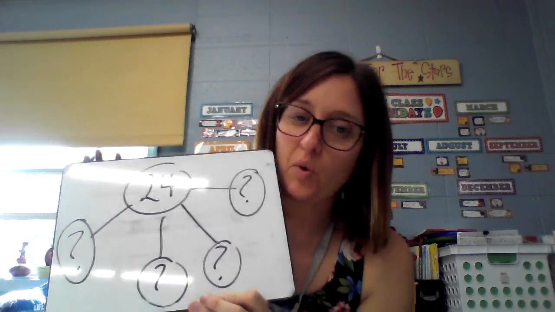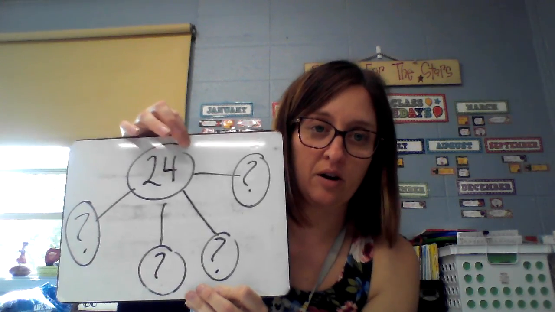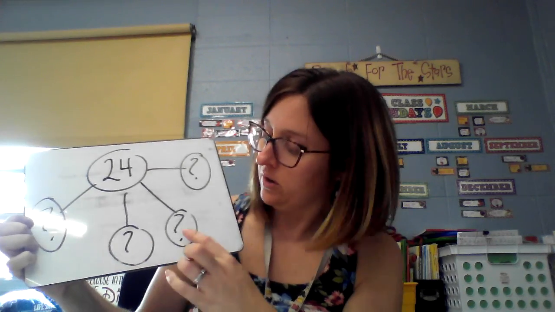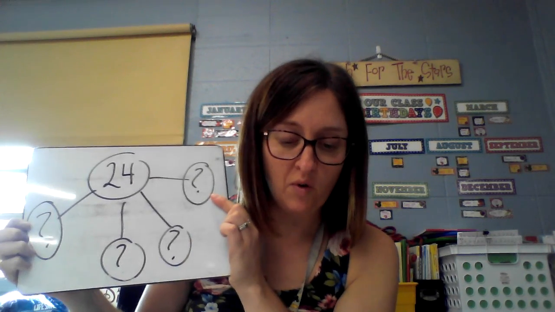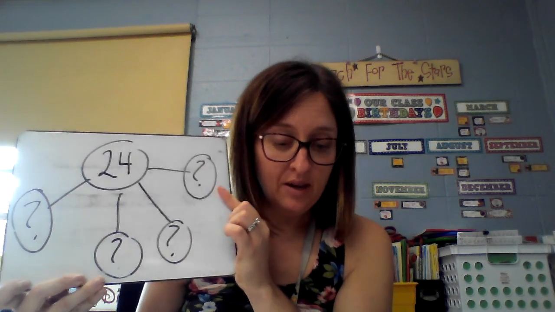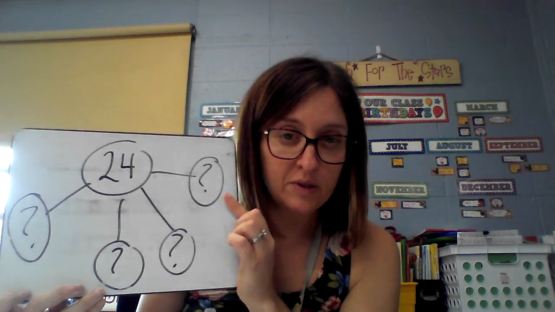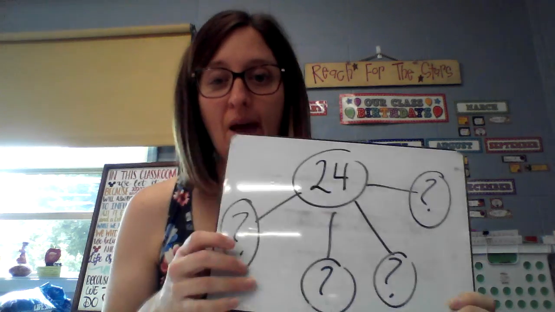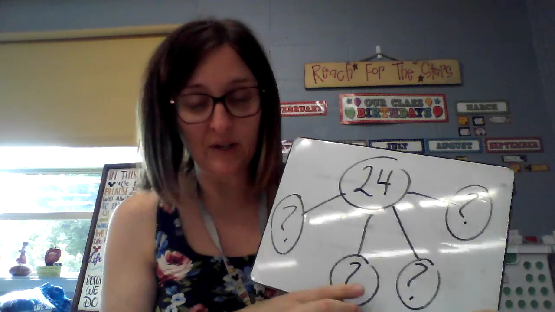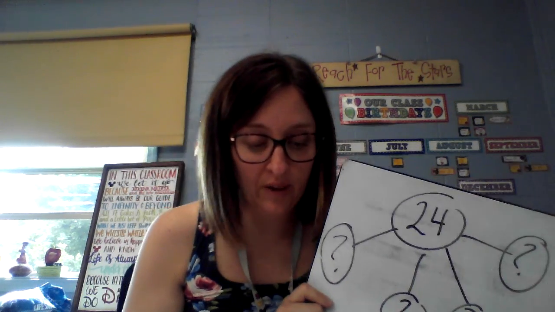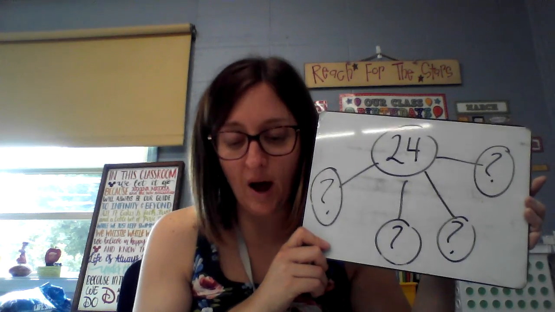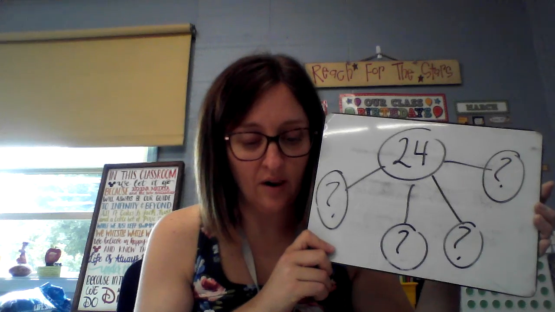Let's figure this out. 24 is our total. We see that right here. Divided by 4, we see that in our 4 groups that come off of our 24. That would be the number of groups. Our unknown, or what we don't know, is the size of our groups. That's why we have question marks inside each of our circles, because we don't know what's going to go in there. So we're trying to think, 4 groups of what equals 24?